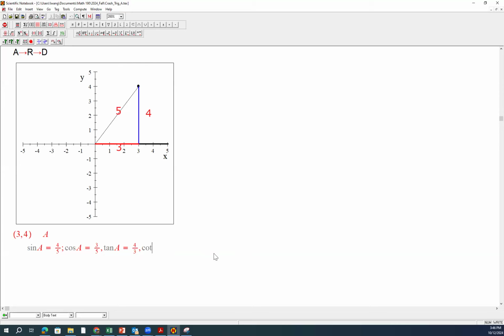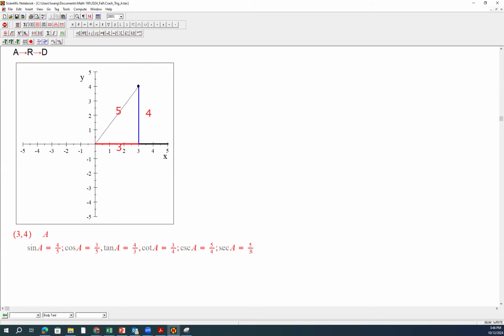And cotangent of the angle equals the reciprocal, right? So now we can use the reciprocal. How about cosecant? Cosecant of A equals the reciprocal of sine, so 5 over 4. And secant of A equals the reciprocal of cosine, which is 5 over 3. You can see once we know that point, we can find all the ratios. That's it.